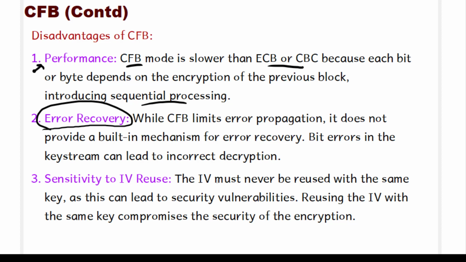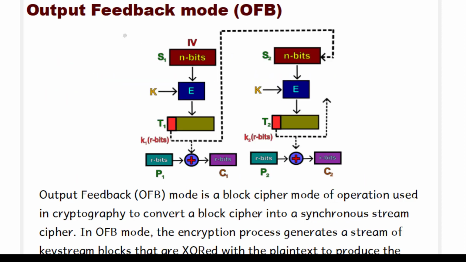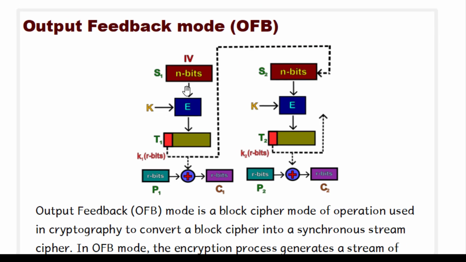So the IV, the initialization vector, must never be reused with the same key. It can lead to security lapses. Next is the output feedback mode, that is the OFB mode. This can also, of course, be used as a stream cipher.